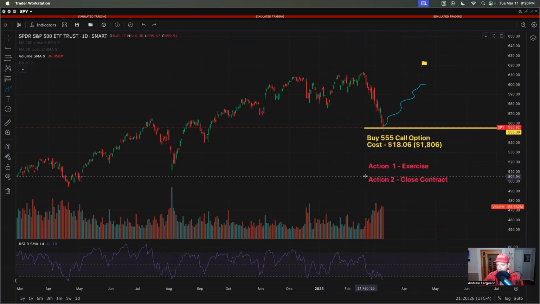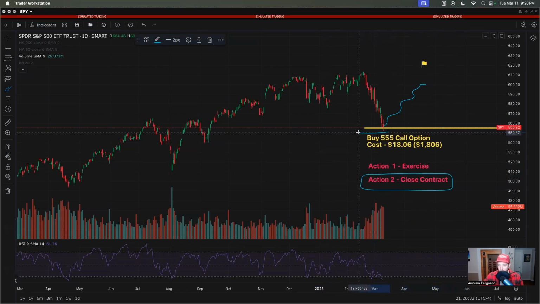And if you're more of an action two type of person, closing the contract, what you're going to be doing is going into your portfolio. You're going to locate your actual call option at 555 that you bought. And you're just going to go in there and click close position. It looks something like this.